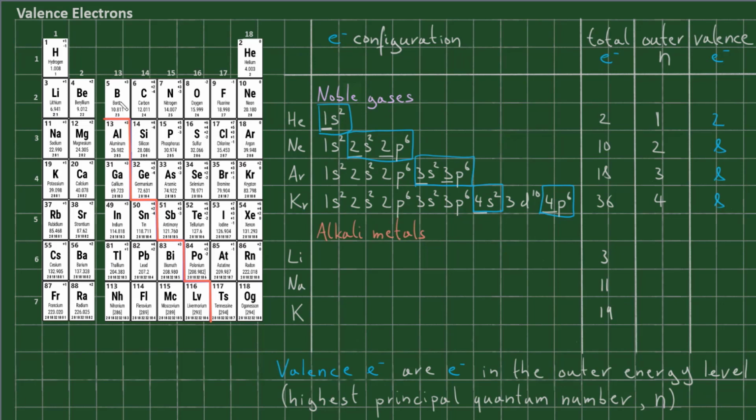Lithium is in period 2 or row 2. This means that its outermost energy level will be 2. I can write that down. Sodium is in period 3 or in row 3. Therefore, its outer N will be 3. Potassium is in period 4. Therefore, its outer N will be 4.